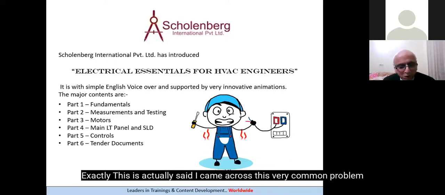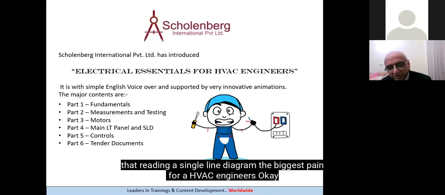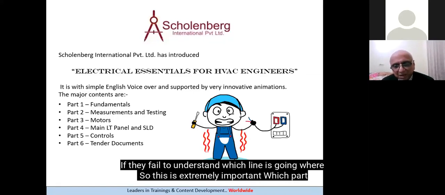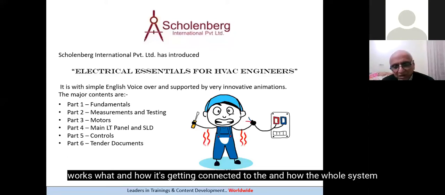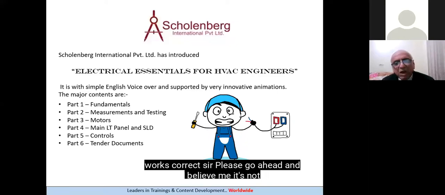This is actually, sir, a very common problem I came across: reading a single line diagram is the biggest pain for an HVAC engineer. They fail to understand which line is going where. So this is extremely important: which part does what, how it's getting connected, and how the whole system works. Correct, sir. Please go ahead.